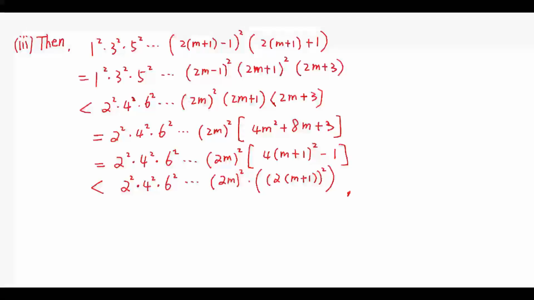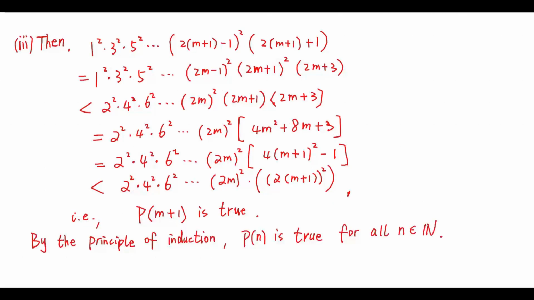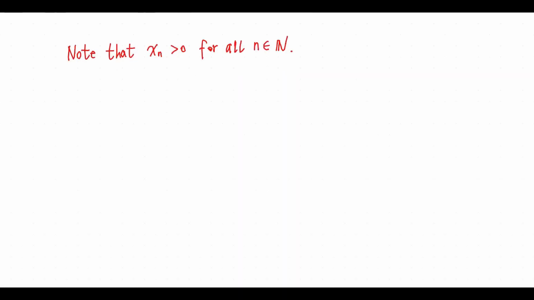Then we have this inequality. This inequality says Tm plus 1 is true. By the principle of induction, Tn is true for any positive integer n. This implies xn is less than yn for any positive integer n. Note that xn is greater than 0.